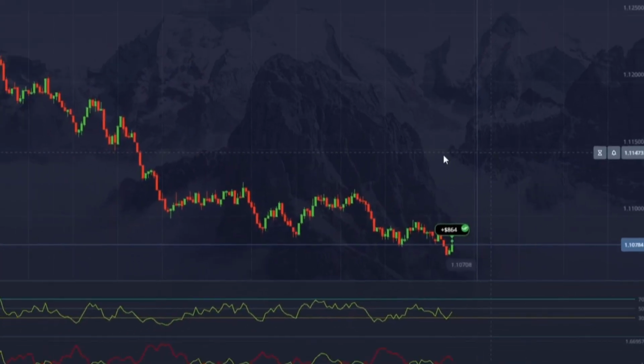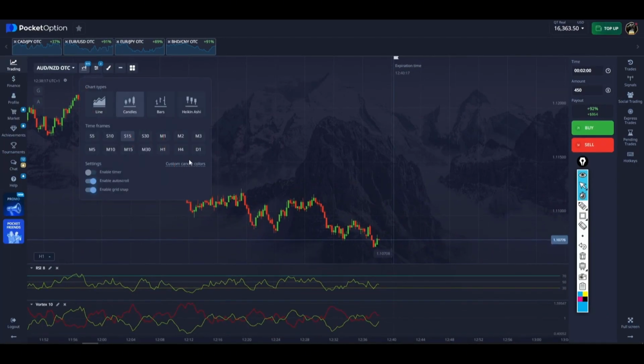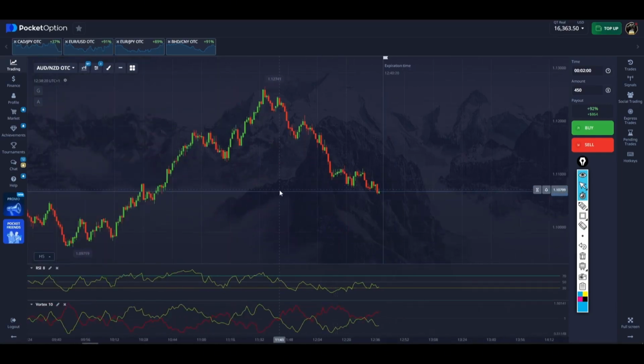The trade closes in profit. Excellent. That was a great setup and it worked out perfectly. Let's see what else the market has to offer. Maybe we can catch another good opportunity.